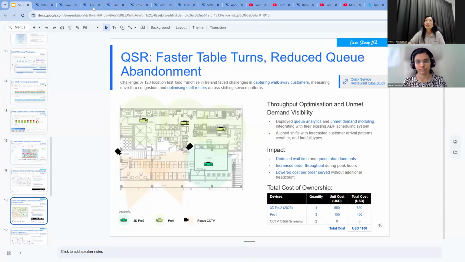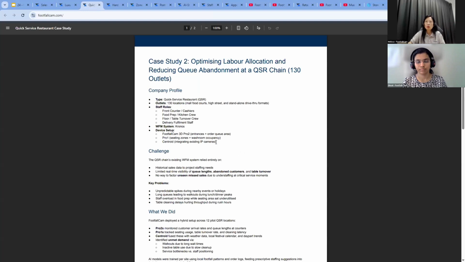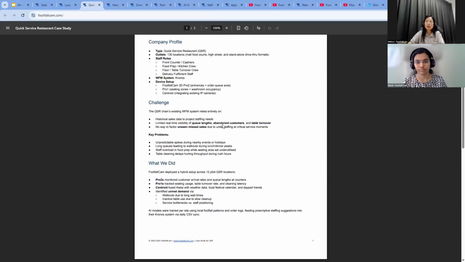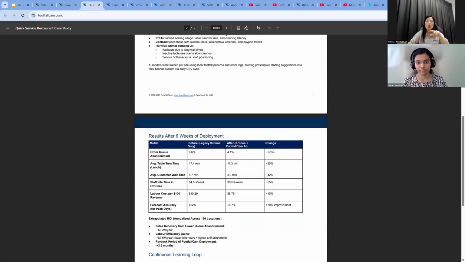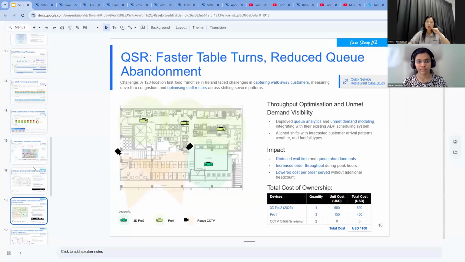And that's a case study here. So what we did was give visibility on the queue length, abandoned customers and the table turnover. On there, we reduced their order queue abandonment by more than half. This is very successful. The table turnaround time for lunchtime has significantly reduced, and customer wait time has also reduced. And of course, their forecast accuracy also increased by 70%.